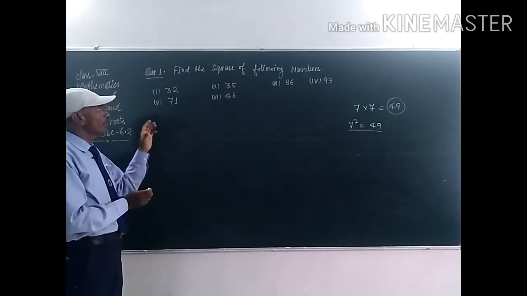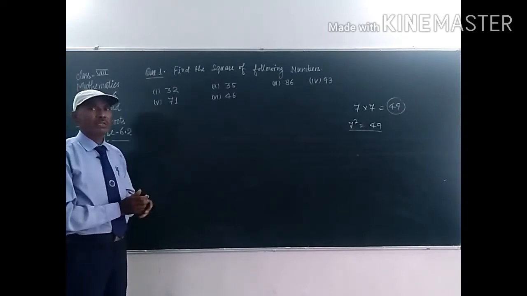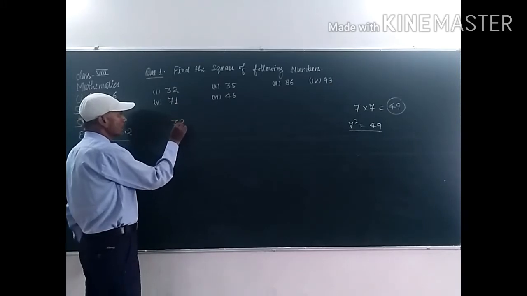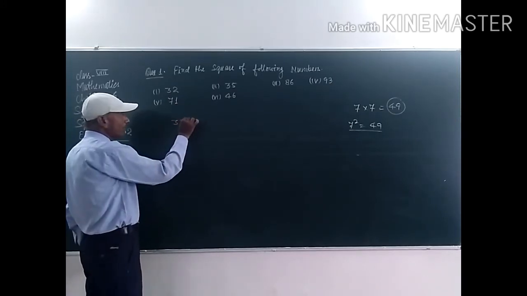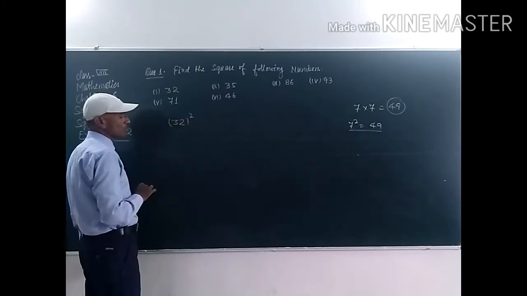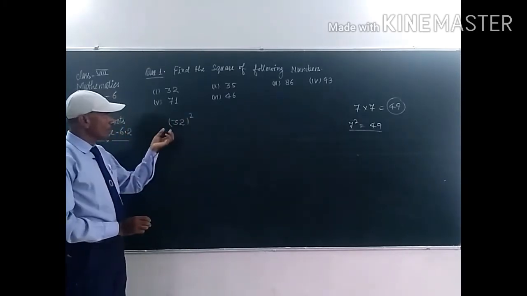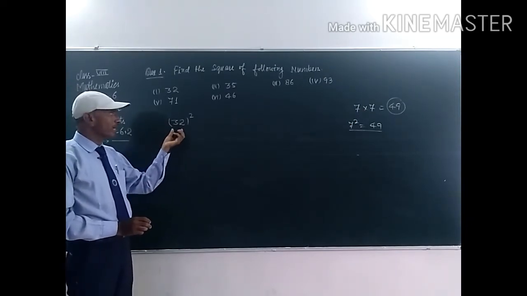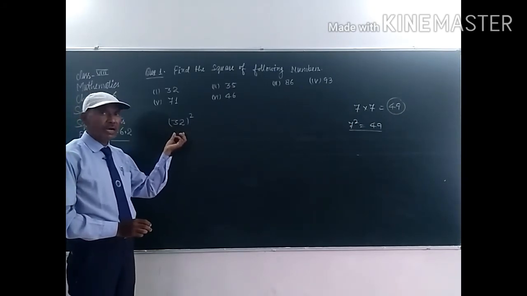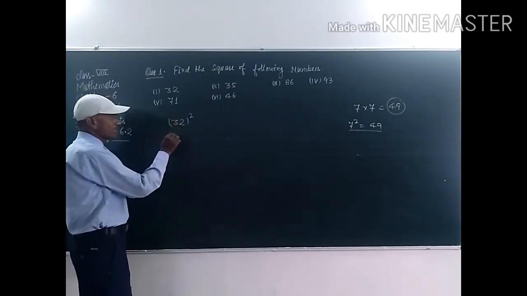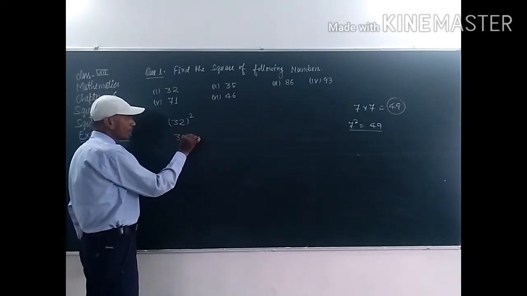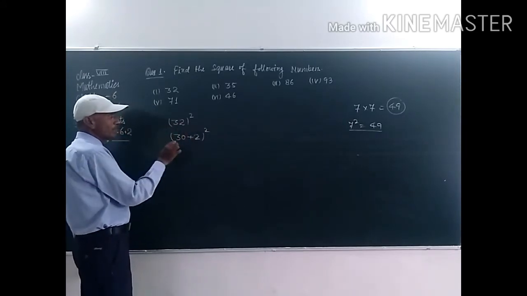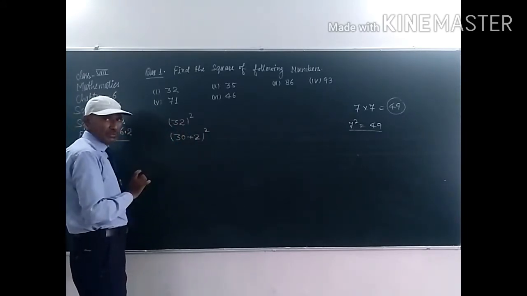But today we will learn another method to find the square of any number. This number is 32, and we have to find the square of 32. First of all, we have to split this number into two parts, such that one part is nearest to 10 or nearest to 100. Like this, 30 plus 2. So 32 square means 30 plus 2 whole square.